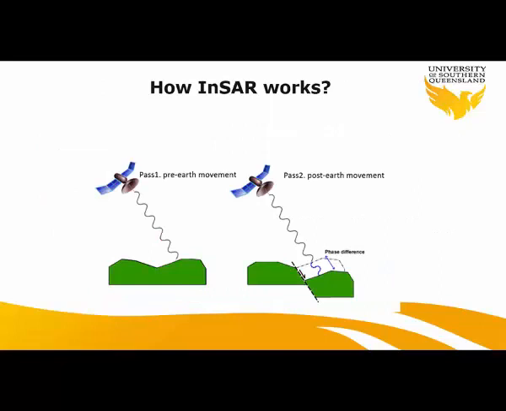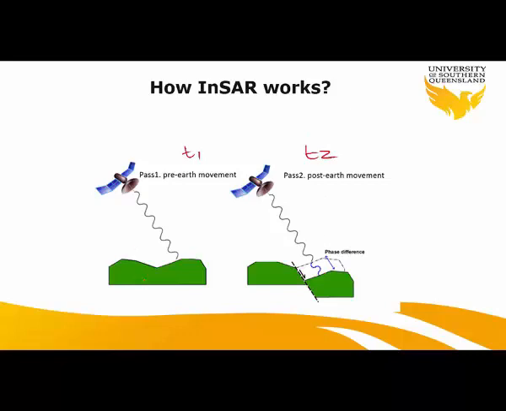Let's see how they work. InSAR technique is basically working based on the phase shift or phase difference that you can get, and from that you can get the displacement or movement of the Earth. So we need to have the same area scanned or imaged using the satellite in two different epochs. So it's time 1 and 2.